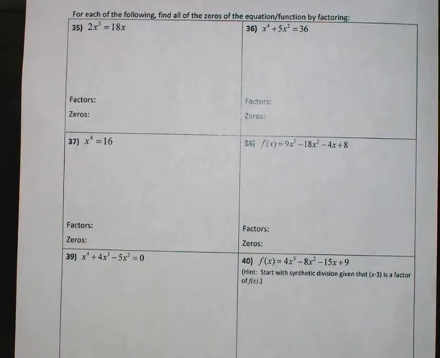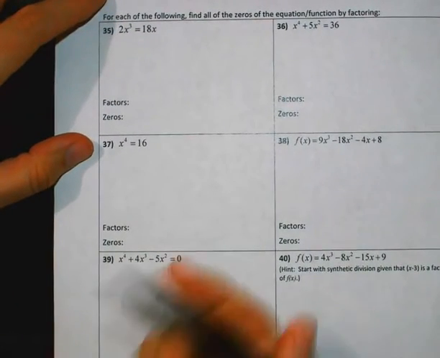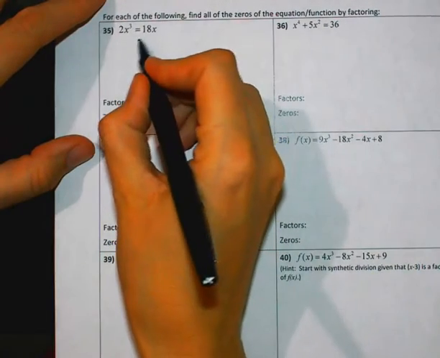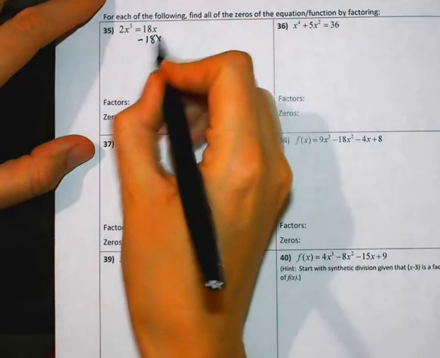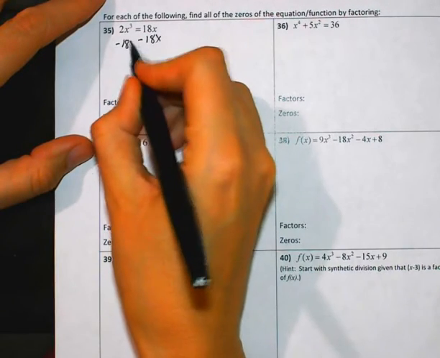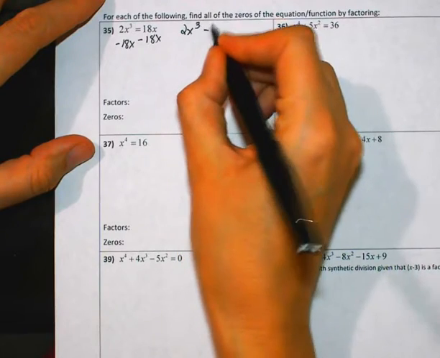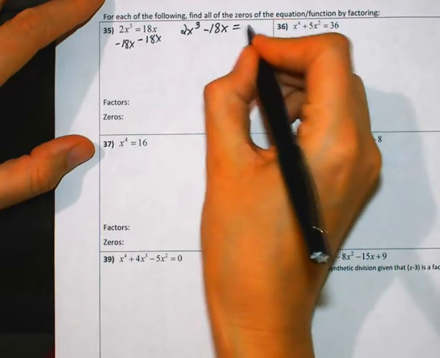Okay, so for these it says for each of the following, find all the zeros of the equation/function by factoring. So every one of these we're going to need to factor. All right, so the first thing is in order to factor, we need to get everything on the left side of the equation. So here I'm going to do minus 18x, minus 18x. So then I have 2x to the third minus 18x equals 0.